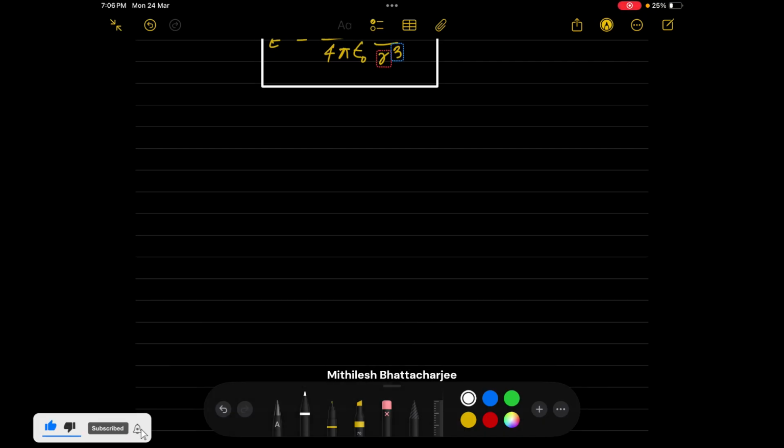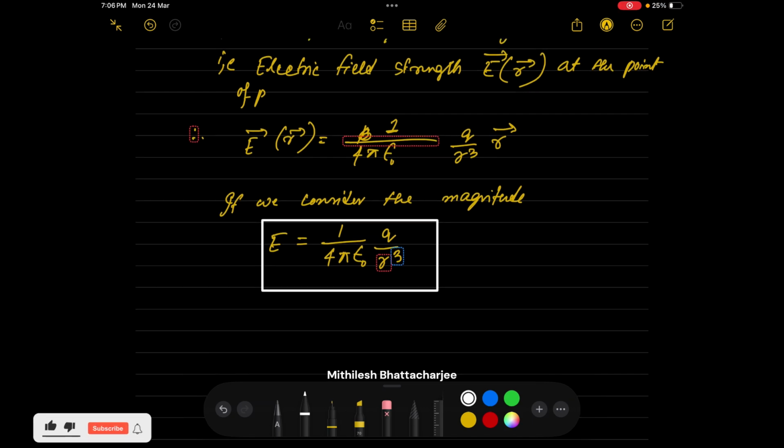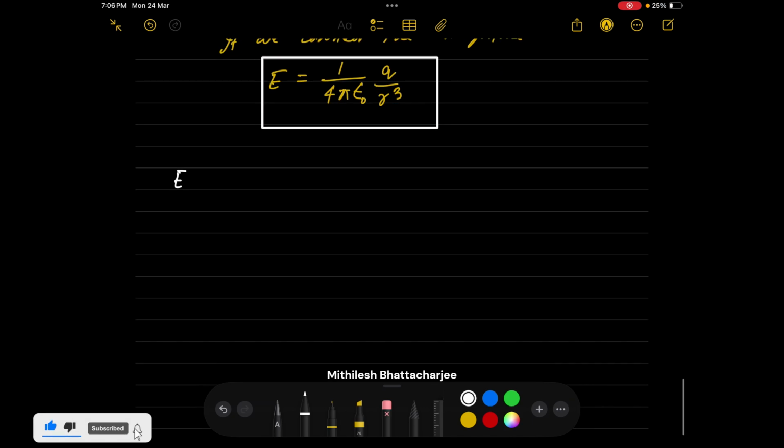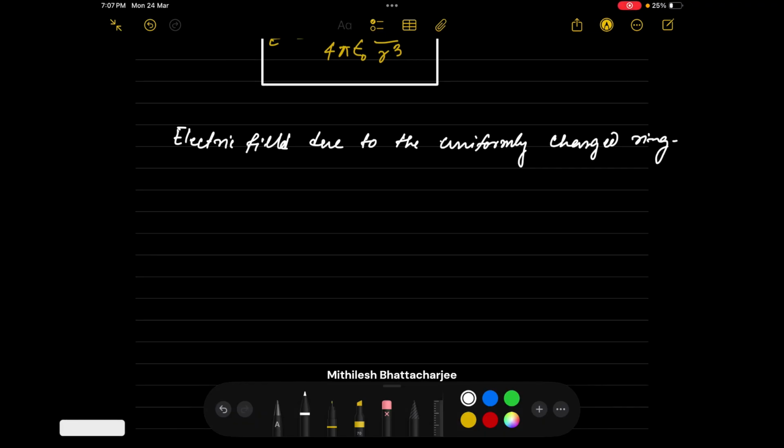Now let's move to another topic, which is electric field due to a uniformly charged ring. So let me draw first. So this is the ring of uniform charge.